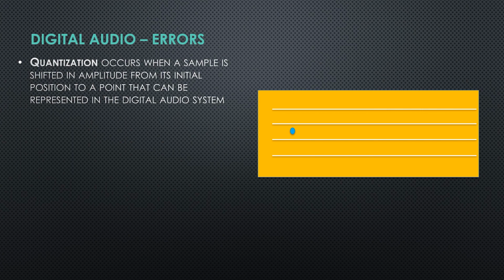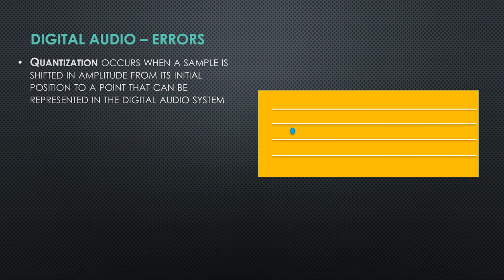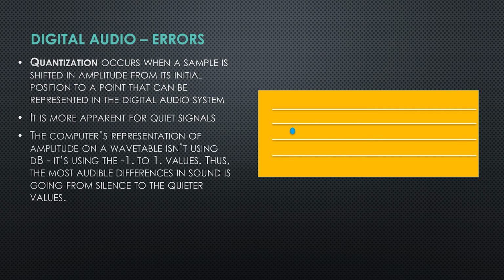Notice that the sample we are capturing lives in between them, right? It's an amplitude that doesn't perfectly conform to one of those 65,000 options. So as a result of falling in between these two values, it's going to quantize this incoming amplitude sample and line it up with one of those 65,000 options that is available. This is more apparent for quiet signals, and that's because the computer's representation of amplitude on a wavetable isn't using decibels. It's using -1 to 1, as we talked about before.